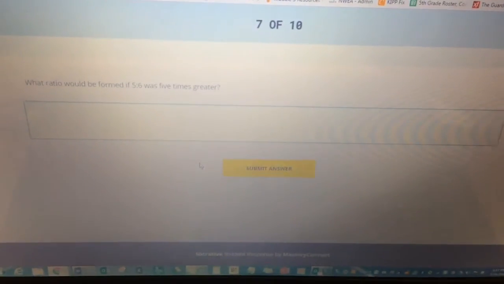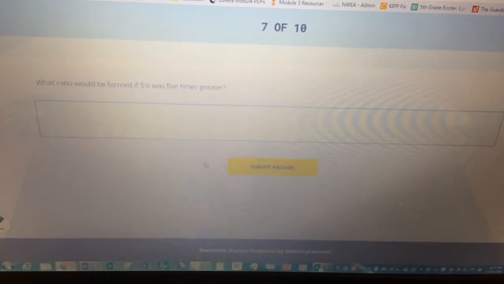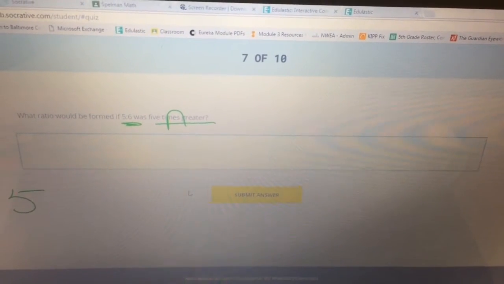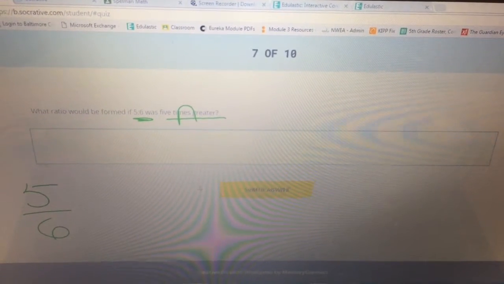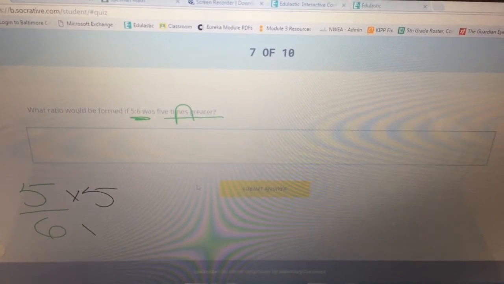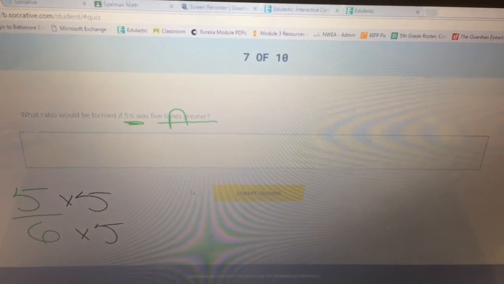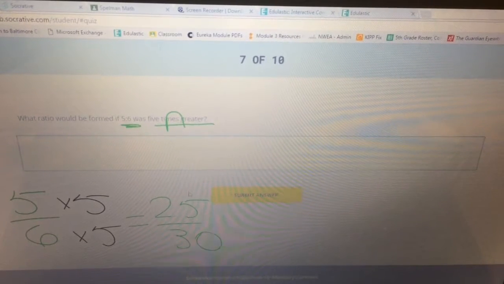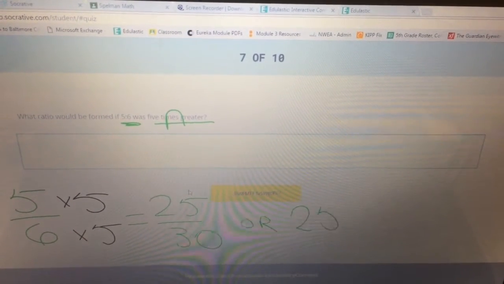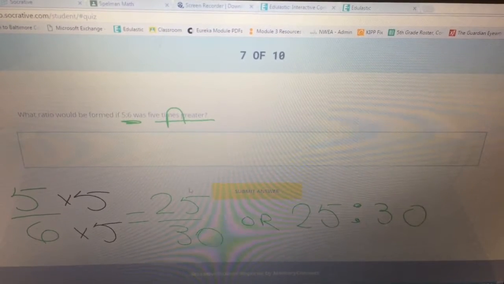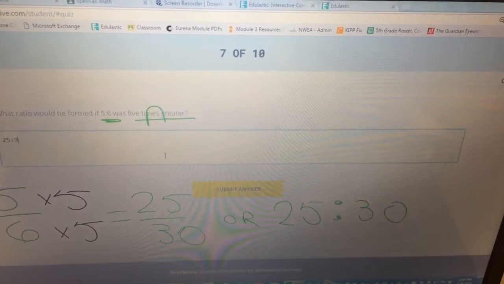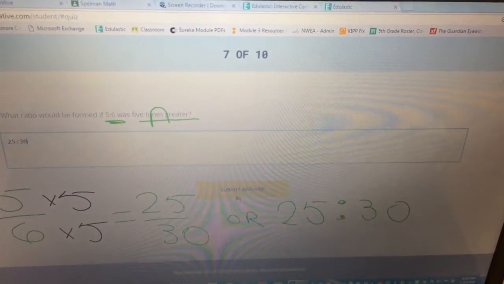Number 7. What ratio would be formed if 5 to 6 is 5 times greater? 5 times greater means we need to multiply each one of them by 5. So 5 to 6 means that I need to do 5 times 5 and 6 times 5 to create a new ratio that's equivalent, and that would be 25 to 30, so that it matches the original form of the other ratio. So 25 to 30 is our answer. We submit.